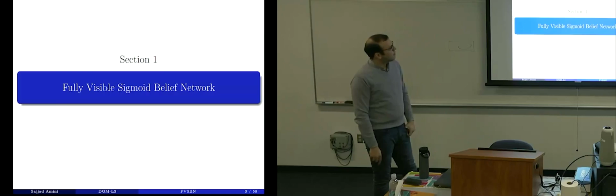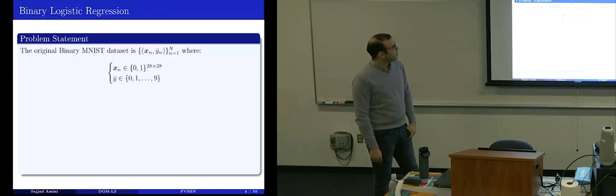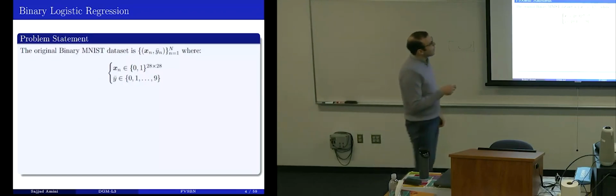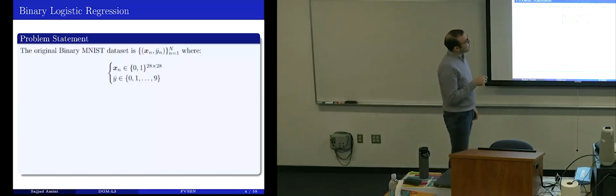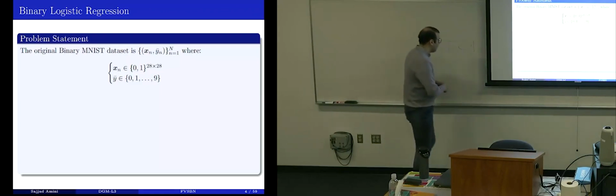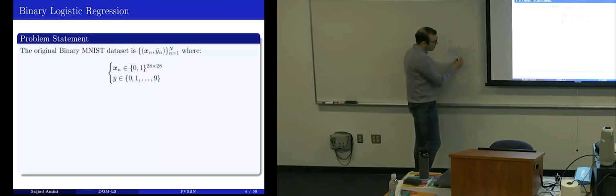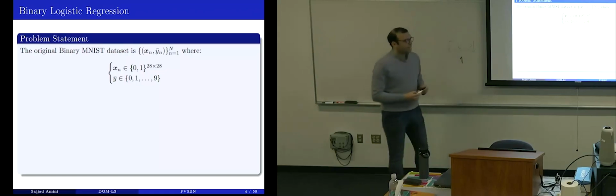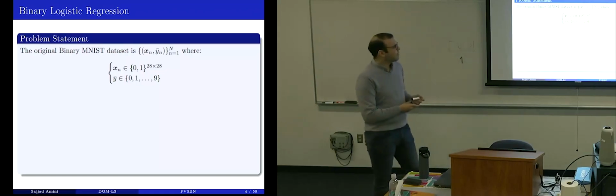So let's start with fully visible sigmoid belief networks and see what these networks are. So assume that I have binary MNIST. What is the binary MNIST? The binary MNIST is a data set where your X are binary samples. You have seen the MNIST data set. MNIST data set is a data set of handwritten digits. In our case, we just have 0 or 1 pixels. So it is not grayscale as it is in the original data set. It is 0 or 1.